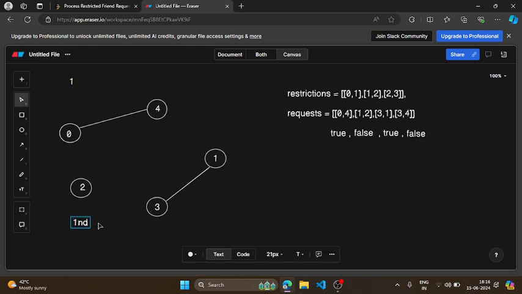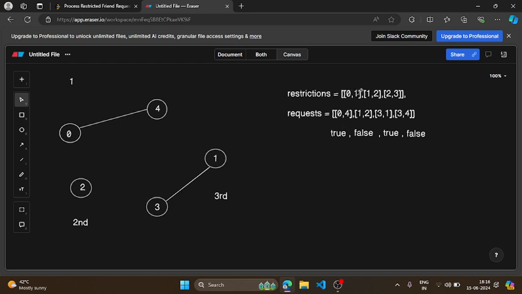This is my second component. Sorry. And this particular part is my third component, right? So if I want to establish a connection between 3 and 4, then what is the component number of 3? So component of 3 is third, right? And component of 4 is 1. Okay. Now we have to check if there is any restriction which are having the same component number, right?